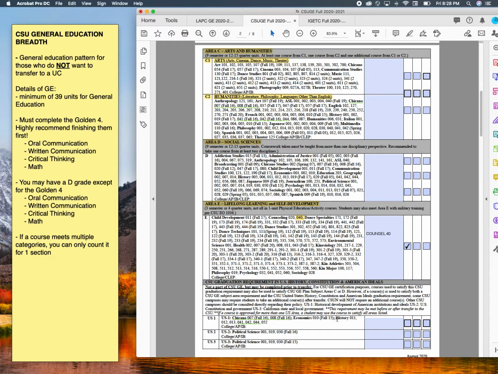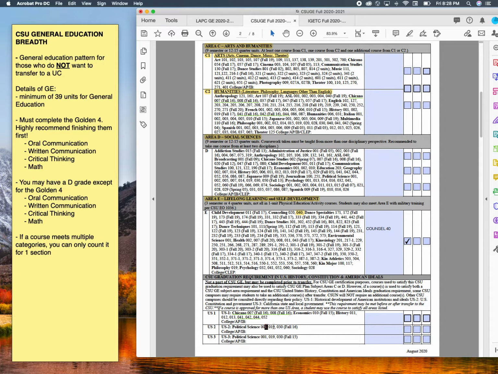Okay. Other classes like History 11, 12, 13, they could double count in Area D. So you have that option as well. Political Science 1, 19, and 30. If you take any of these classes, so you either take Political Science 1, Political Science 19, or Political Science 30 from Pierce, it will count for US 2, it will count for US 3, and it will count for Area D. So you're kind of like triple counting right there. So I just wanted to give you the heads up on that, okay?